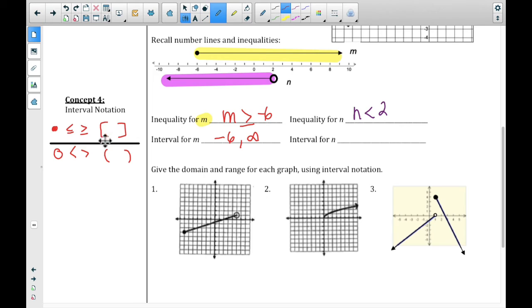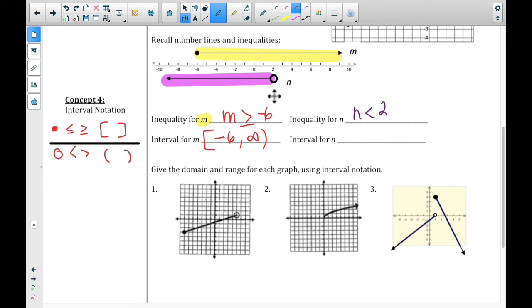Then we look at our rule over here, and it was a solid dot. Solid dot means it does touch it, and if it does touch it, then we put a square bracket around it. Now infinity, we never quite get to infinity, so we're going to put a parenthesis on that side.